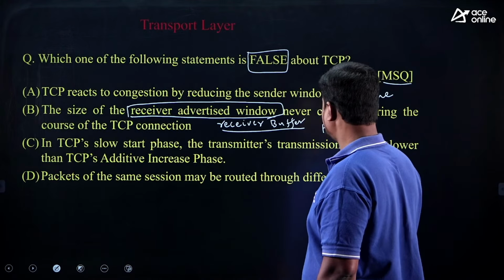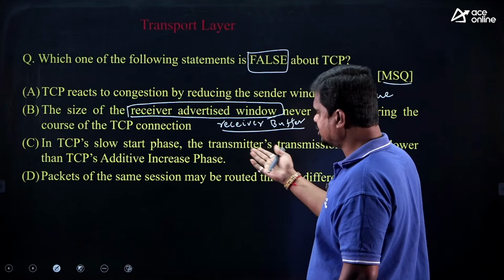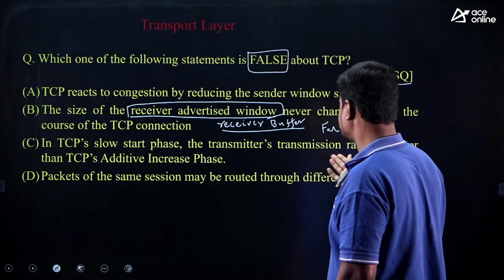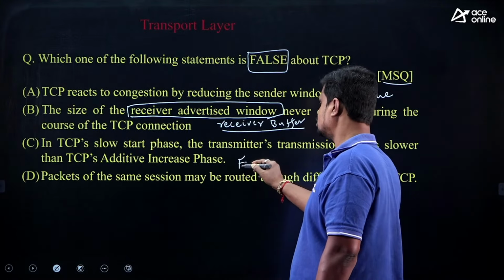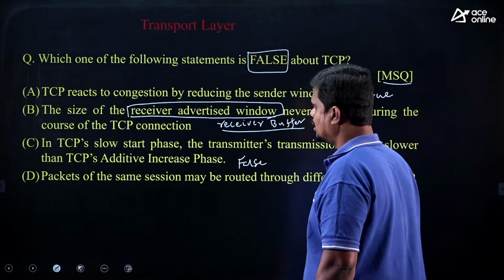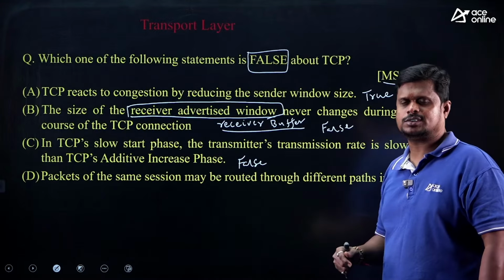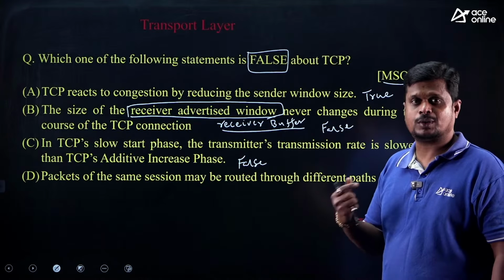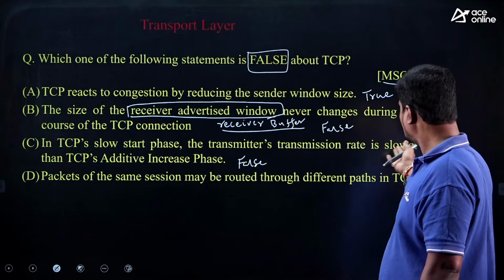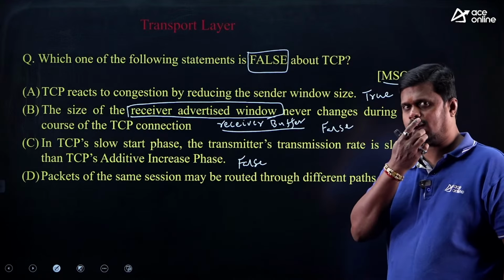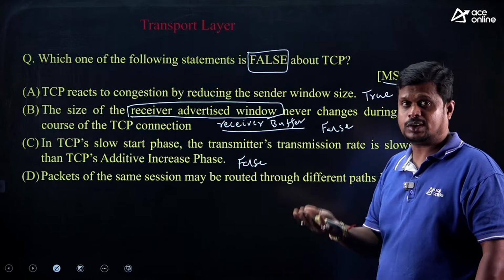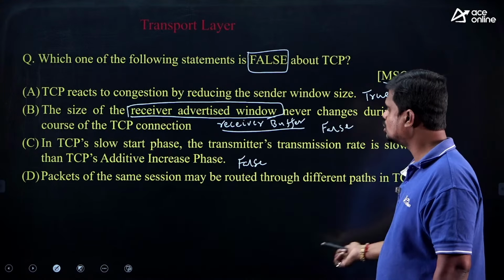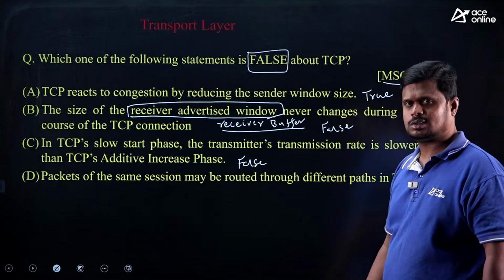Right. So now coming to the next one: in TCP's slow start phase, the transmitter's transmission rate is slower than TCP's advertised window. This is also false. Reason: in slow start phase, your TCP window has exponential growth, but here it is mentioned as slower. In the additive increase phase you have linear growth, but in slow start phase you have exponential growth. It is very fast, but the question mentions it is slower. That's why it is false.